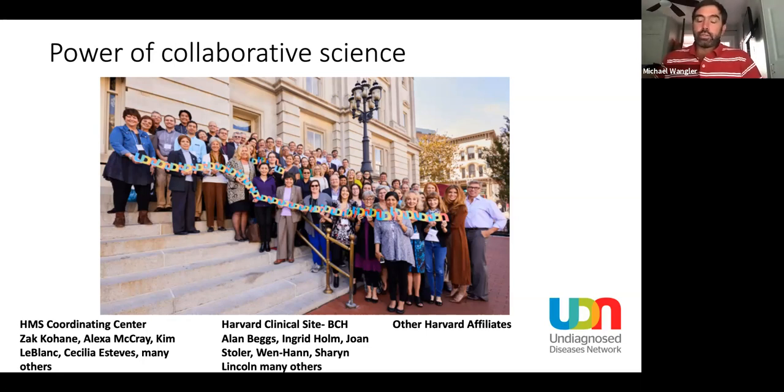And then the Harvard clinical site of the UDN is really impressive. There at Boston Children's, Alan Beggs, Ingrid Holm, Joan Stoller. But then there's also clinicians working at MGH, Brigham. So there's many Harvard affiliates involved in this. And the idea that I like about the UDN is that you bring together clinicians who are working on unsolved cases, genomics, informatics, and model organism researchers who are literally doing fly work in the lab, and you have them all talking together about solving cases.